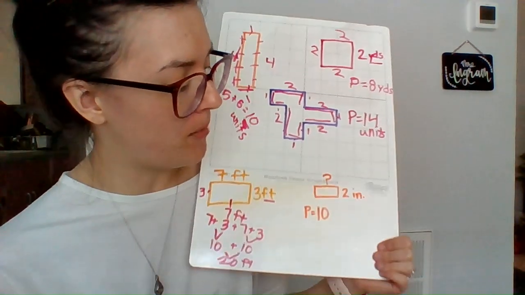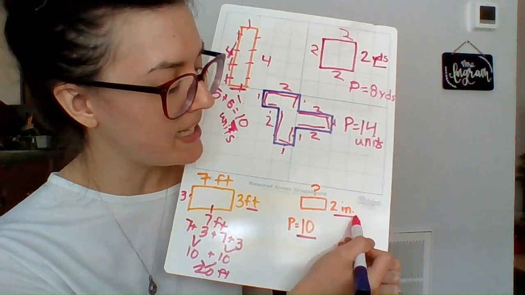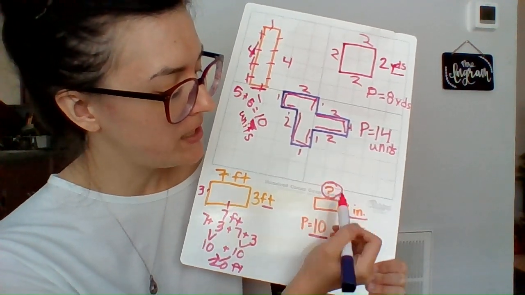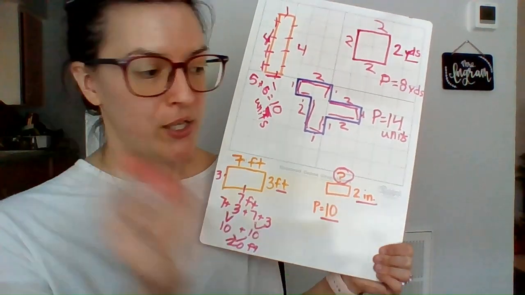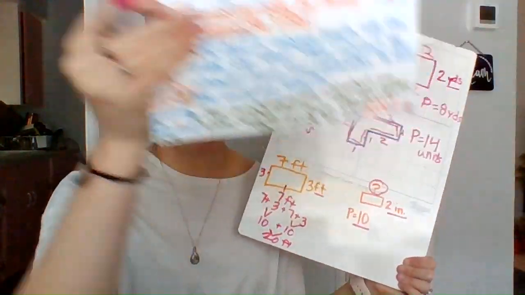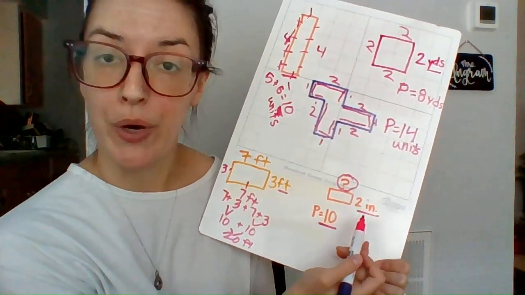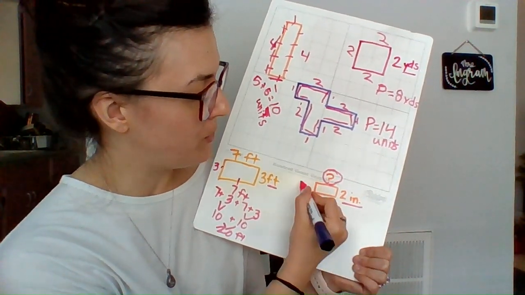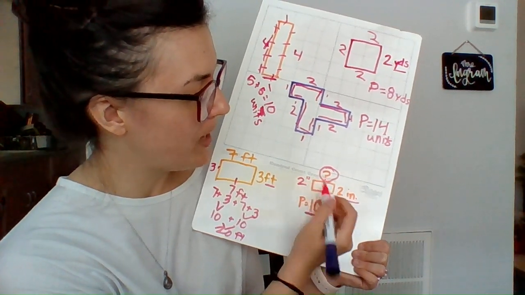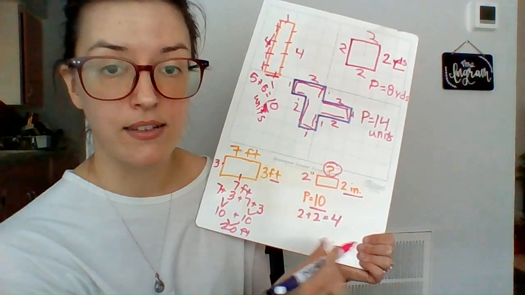And my last problem, they gave us a perimeter of 10, and we know one side length, so we have to figure out the top and the bottom here. So I'm going to go back to my anchor chart. I'm going to follow the steps that are written down. First, I'm going to add up what I know. If this side is 2, that means this side is 2 as well. 2 plus 2 equals 4.